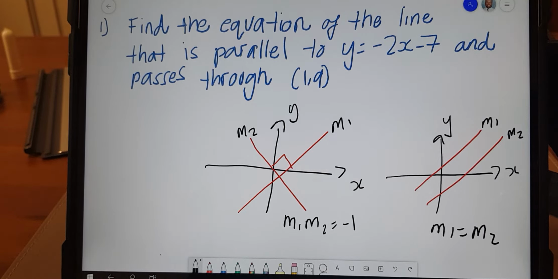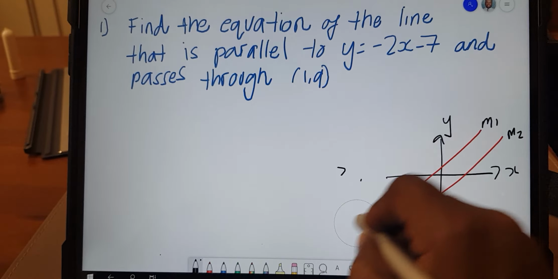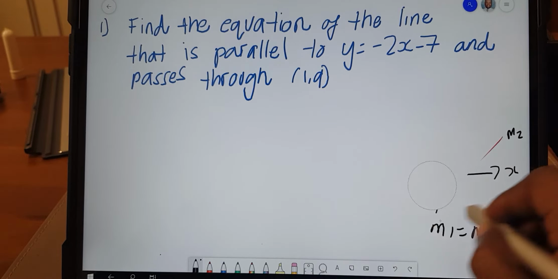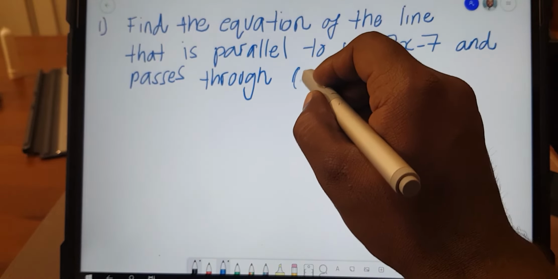That's how you differentiate between parallel and perpendicular. You've got to look at their gradients. Parallel lines have the same gradient, and perpendicular lines have the product of their gradients equal to -1. With that in mind, let's attempt this question. I'll just rub this out.